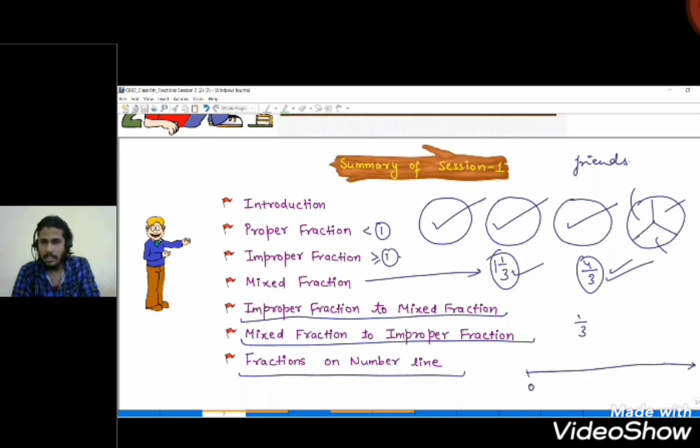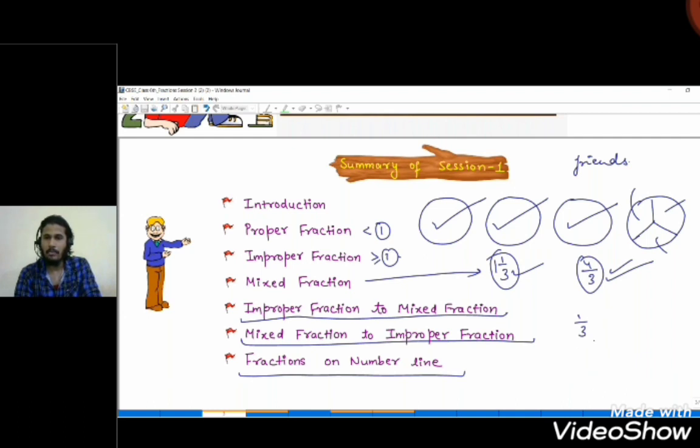this is 0 and this is 1. Then you will mark 3 equal divisions in between 0 and 1. Okay? 1 division, 2 division, and the 3rd division. Now you start writing this as 1 upon 3, this becomes 2 upon 3, and this becomes 3 upon 3, that is technically 1. So this corresponds to 1 upon 3. The first mark of all those 3 marks in between 0 and 1 corresponds to 1 upon 3.